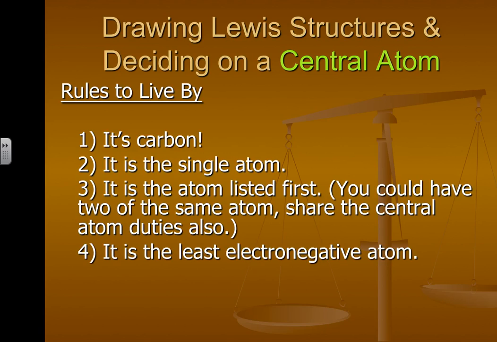This works because basically the more electronegative you are, the less willing you are to share your electrons. You want your electrons for yourself. You're really good at attracting them to yourself, and you're not going to let anybody mess with you. So fluorine will not be a central atom ever, because it's too greedy, I guess the easiest way to put it. So least electronegative atom.